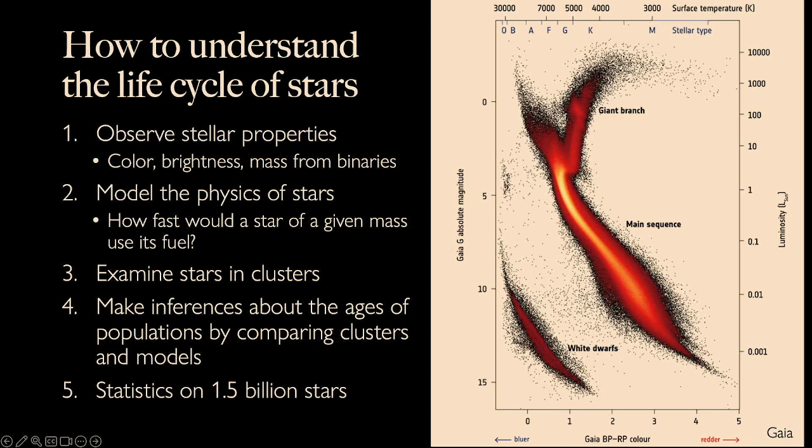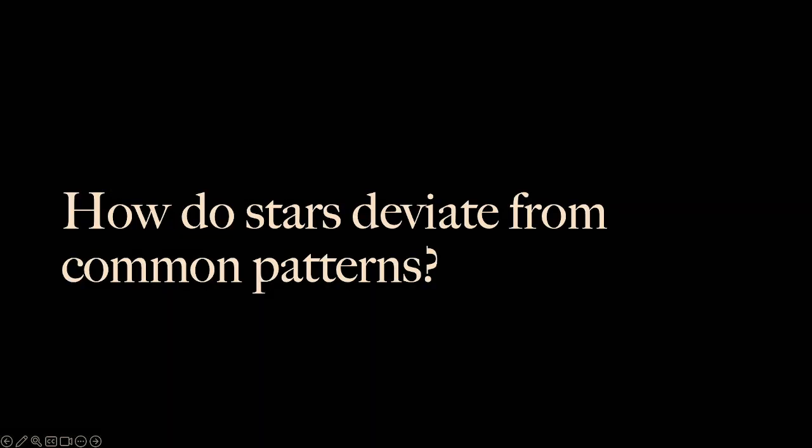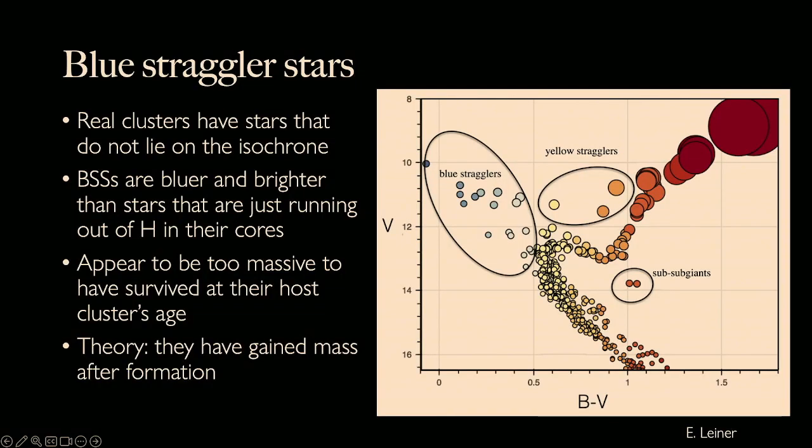But it turns out there are some things that deviate from this. So now I want to talk a little bit about some of the research that I do about stars that deviate from stellar evolution patterns that we observe everywhere else. I'm going to talk about a population called blue straggler stars. Real clusters have stars that do not lie on their isochrone. The most well-studied of these are the blue straggler stars.